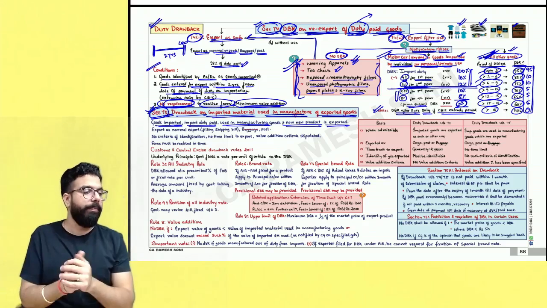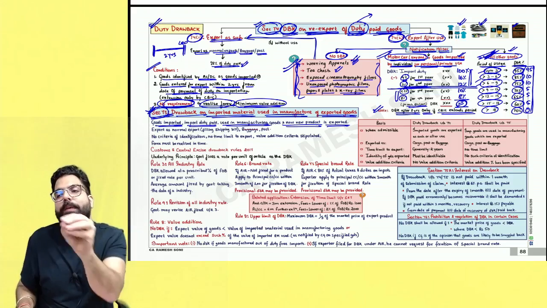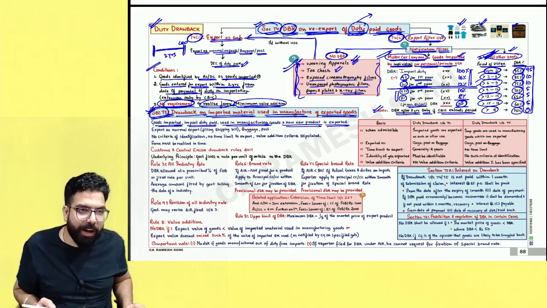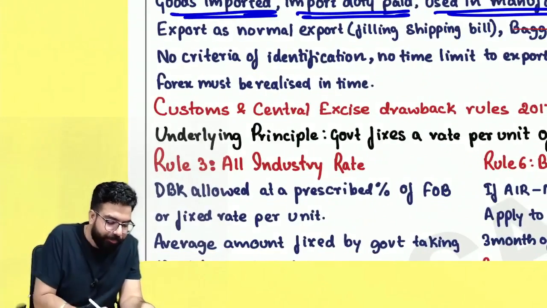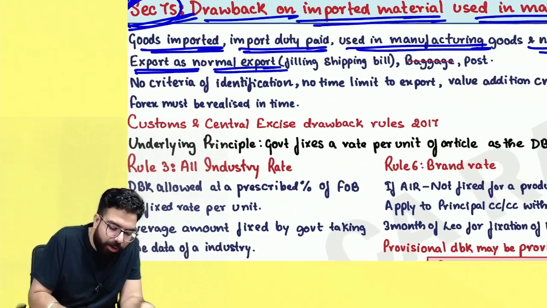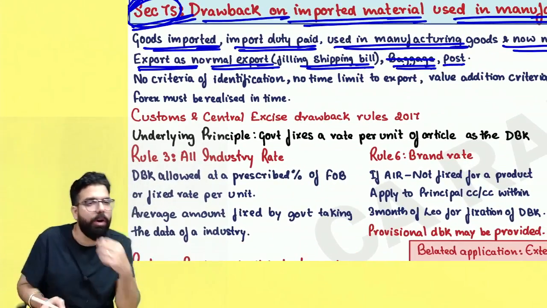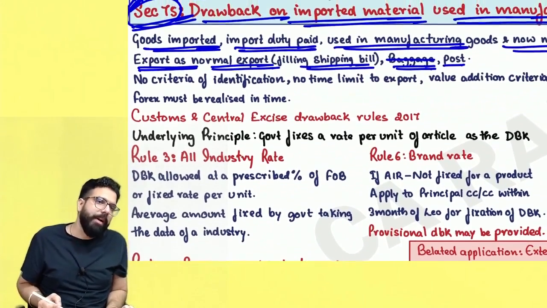duty drawback will be given. But government in section number 75 does not determine the duty drawback for each exporter. Government says that we will fix an all industry rate and give duty drawback. We'll talk about it. Then you can export as normal cargo, that is by filing shipping bill, but baggage is not allowed over here, or you can send your goods by post also and claim the duty drawback under section number 75.